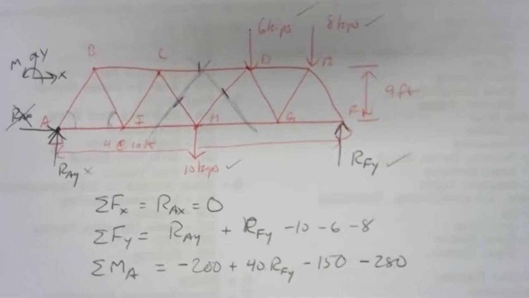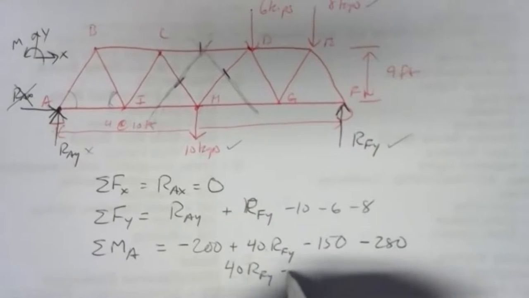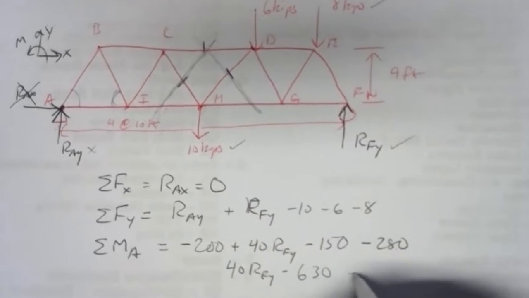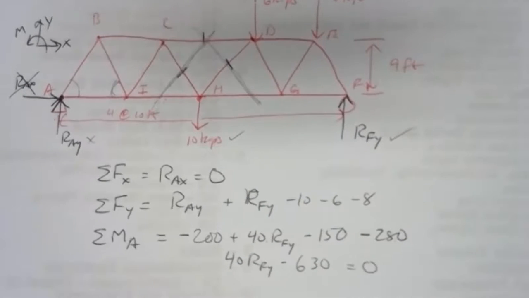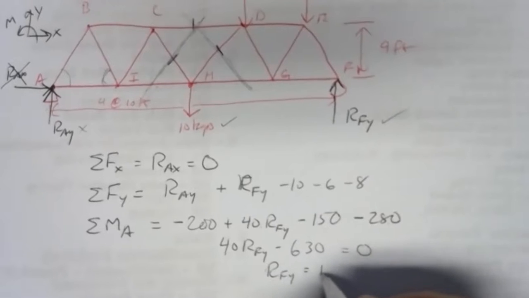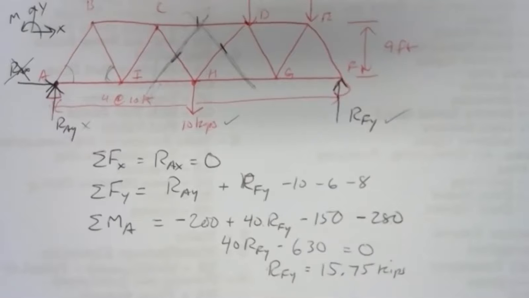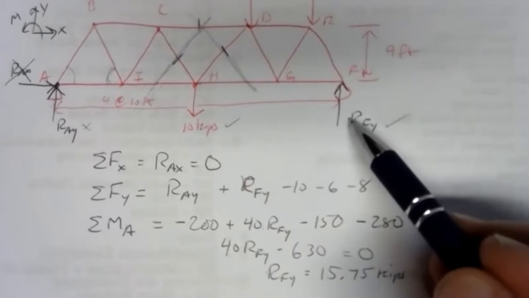If we clean the moment equation up a little bit and combine all these, we've got 200, 150, and 280. So this says that 40 RFY minus 630 equals 0. And if we solve that by adding the 630 to both sides and dividing by 40, RFY is 15.75 kips. Came out positive, so we know our direction's good.